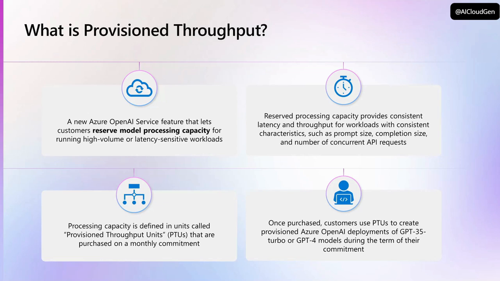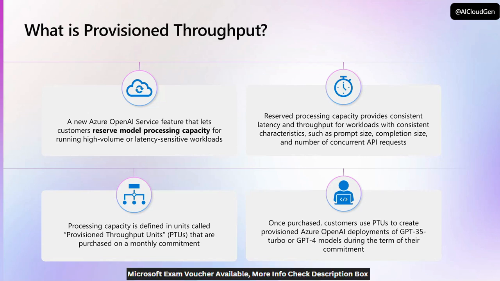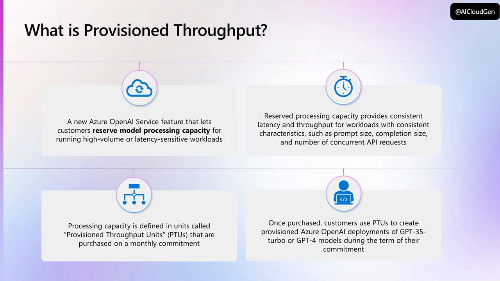But now there is a new pricing model available for customers to use, especially if customers are running high volume or latency sensitive workloads. They can actually reserve model capacity. When we say reserve capacity, customers will be working with Microsoft, providing their use cases and mentioning their workload characteristics, like the prompt size, the completion size, the number of concurrent API requests, and the latency that they are looking for.